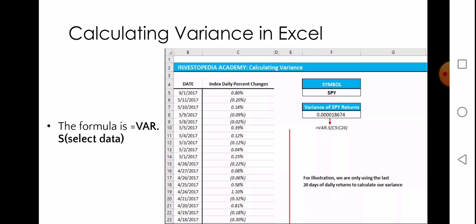0.000018674 tells us little about the dataset by itself. If we went on to take the square root of that value to get the standard deviation of returns, that would be more useful.